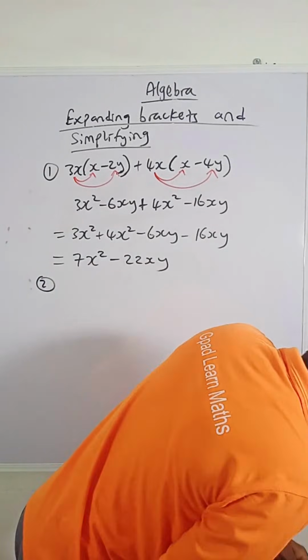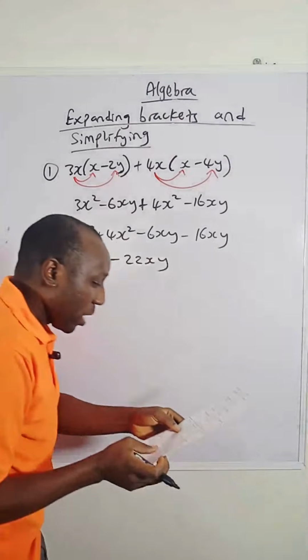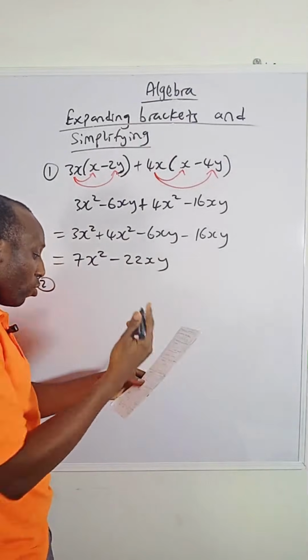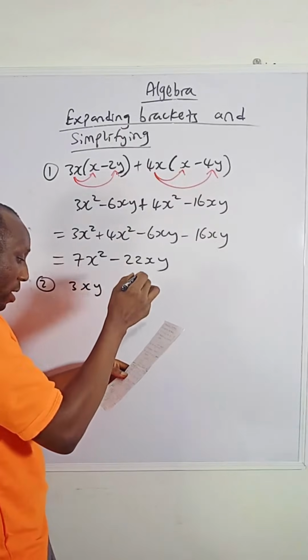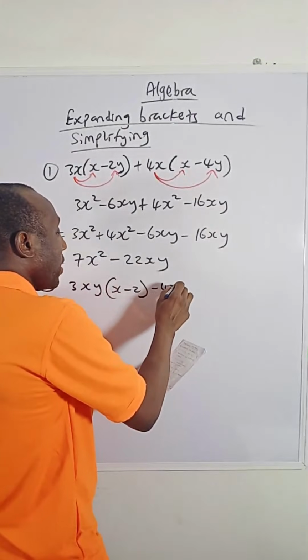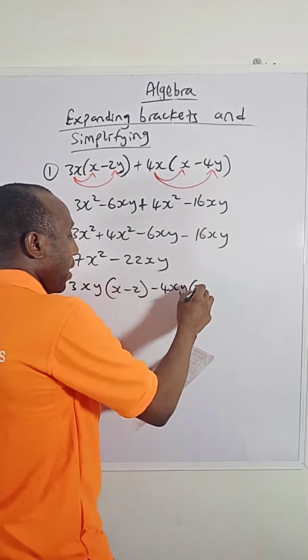If you have any question, drop it in the chat. Now, why don't you all try this one out? It's good to have feedback from you too. So try this one out: 3xy bracket x minus 2, then minus 4xy bracket x minus 4.